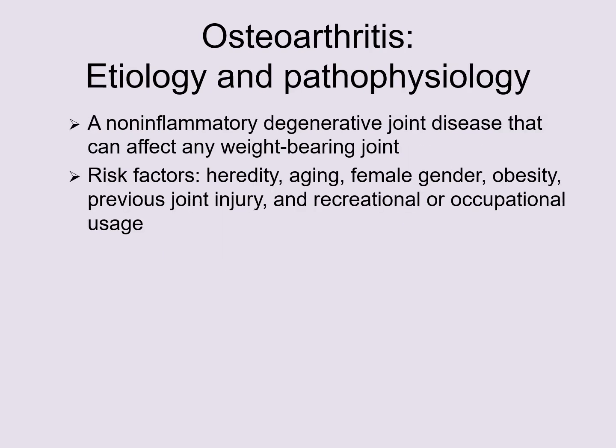So we've talked about rheumatoid arthritis, and now we're going to talk about osteoarthritis. RA, we talked about in the last unit that we learned. Now we're going to learn about this one. So osteoarthritis, just so you know, is a non-inflammatory degenerative joint disease. It can affect any weight-bearing joint. We can see it in pretty much any joint, but mainly weight-bearing.